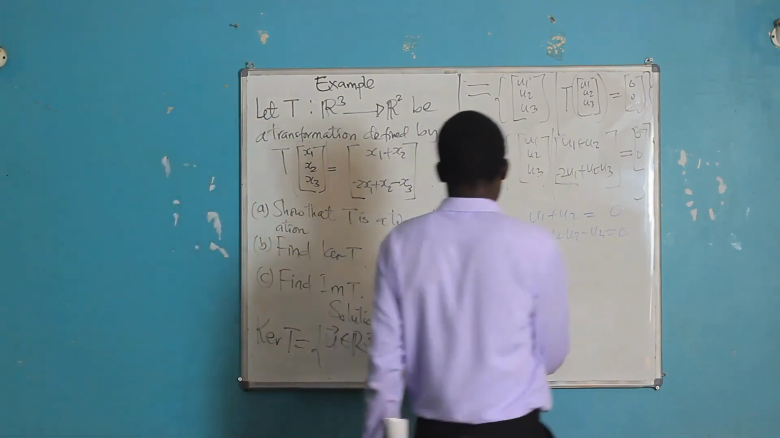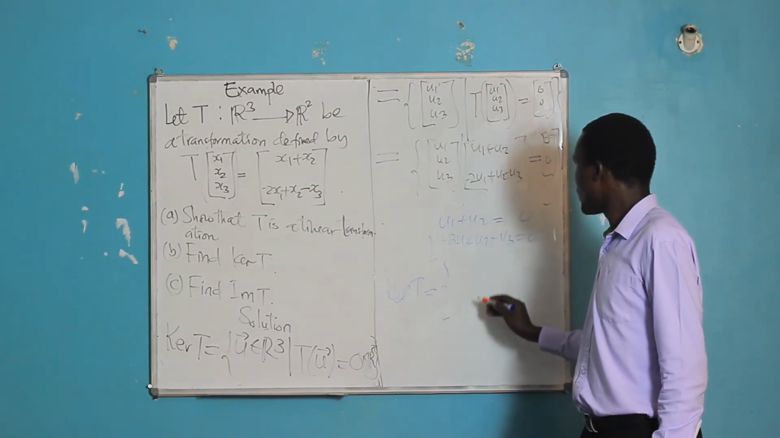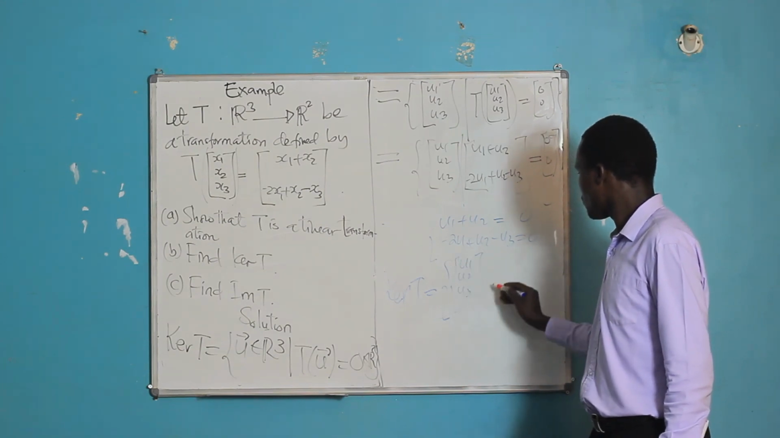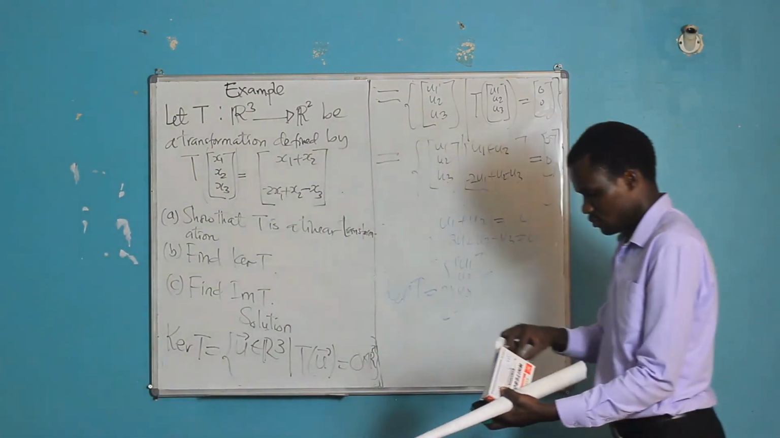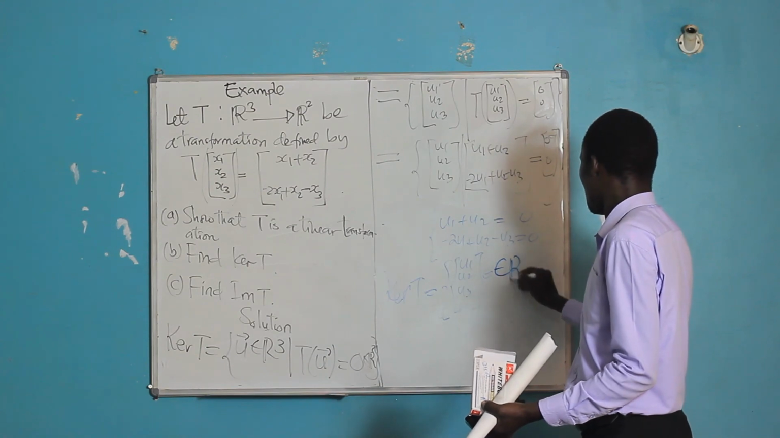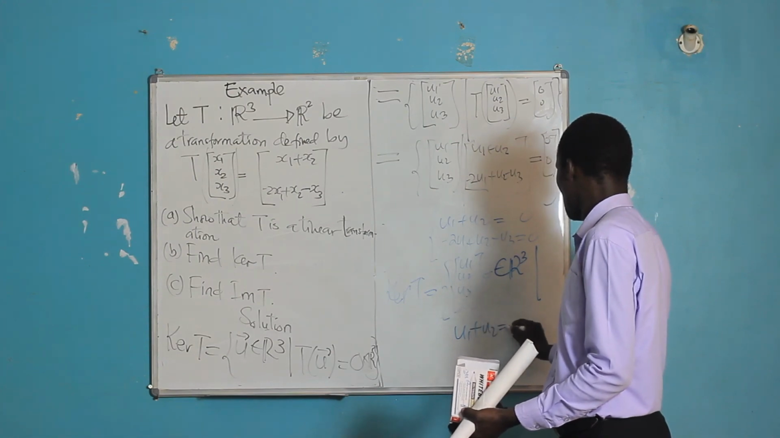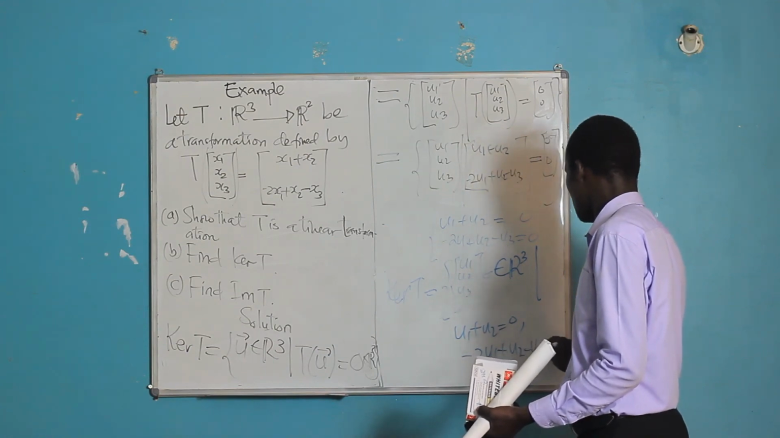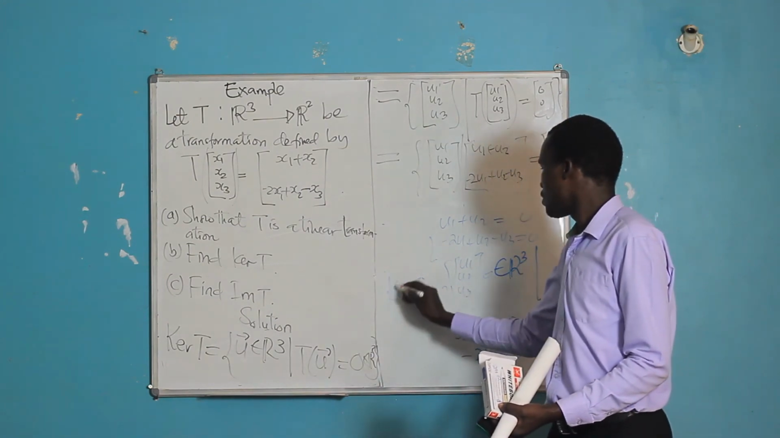Okay, let me just write it generally. The kernel of T equals U1, U2, U3 in R3, such that U1 plus U2 equal to 0 and negative 2 U1 plus U2 minus U3 equal to 0. This is the kernel.